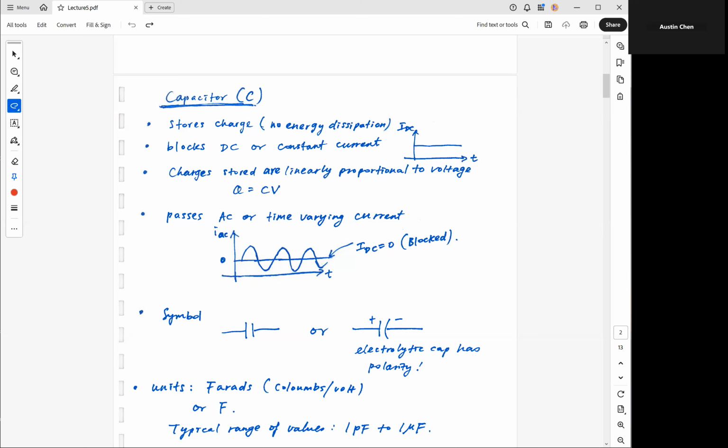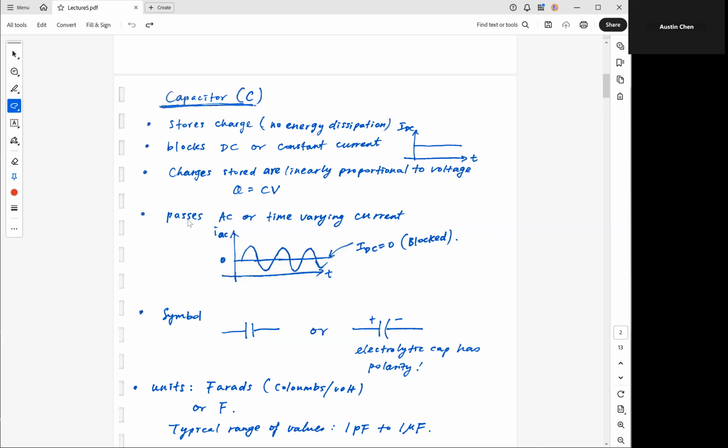So capacitor stores charges and electrical energy, which is proportional to the size of the capacitor or the capacitance. A capacitor can block DC or constant current, which looks something like this, where this current IDC is independent of time. The charges stored inside the capacitor are linearly proportional to the voltage. So Q stands for charge. So Q is equal to C times V. So larger the C, larger the Q for a given voltage.